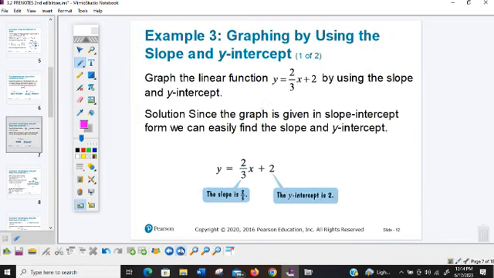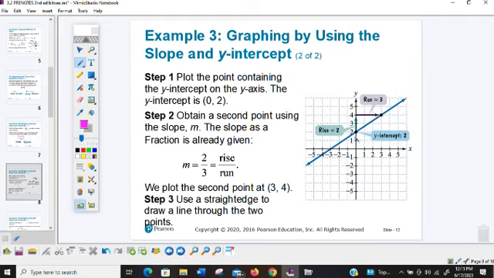Let's try a couple of these. So in example 3, it says graph the linear function y equals 2/3 x plus 2 using slope and y-intercept. Okay, so remember, 2/3 is my slope. That's my m. Okay, we are using this equation, y equals mx plus b. Okay, so m is my slope. B is my y-intercept. This tells me my y-intercept is at positive 2, and that's where I'm going to start on the y-axis. It's called the y-intercept.